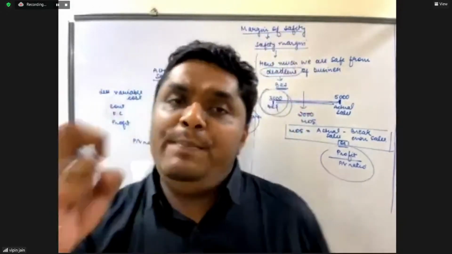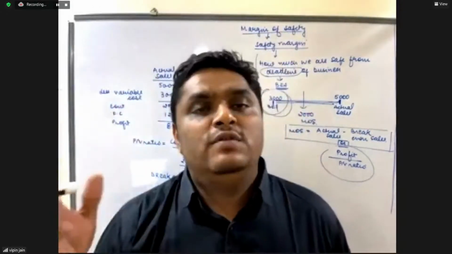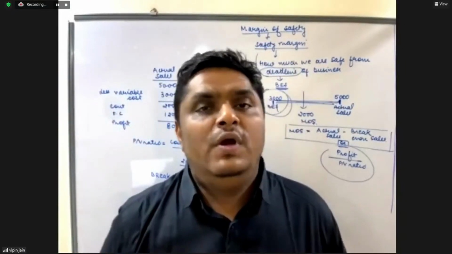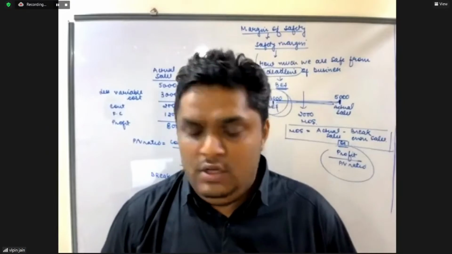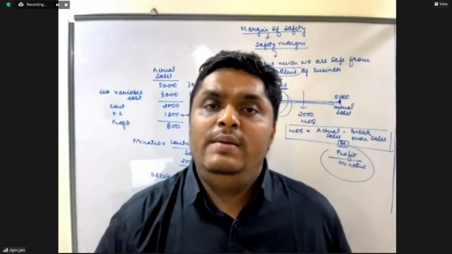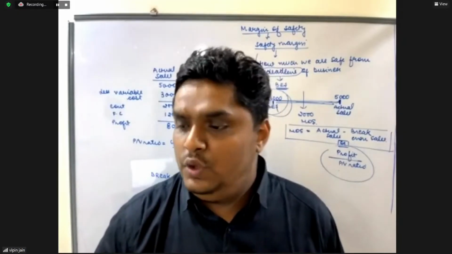So at the end of the day, profit plus 0 fixed cost, so better not to write fixed cost. Profit divided by PV ratio is what we call our margin of safety. So this is all about margin of safety. If you guys have any doubts in margin of safety, you can please post your queries.